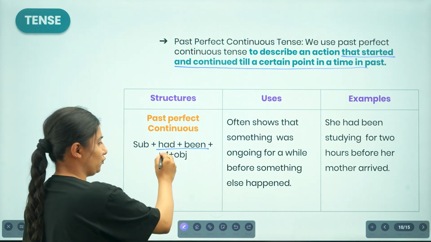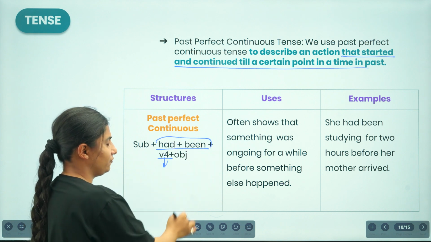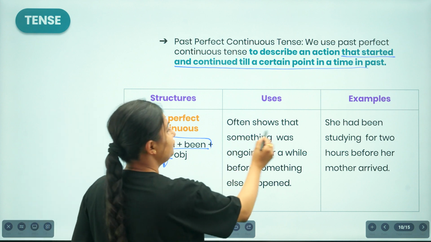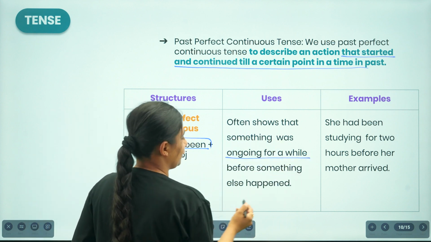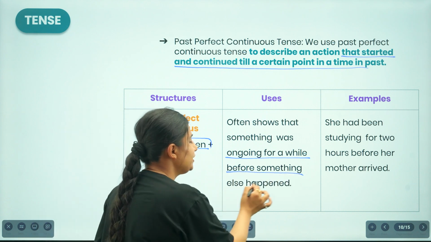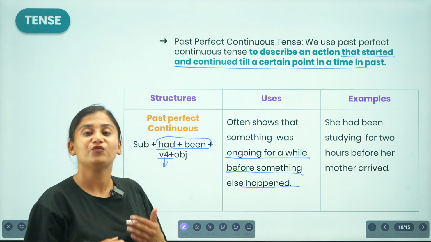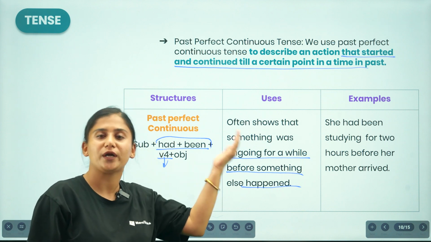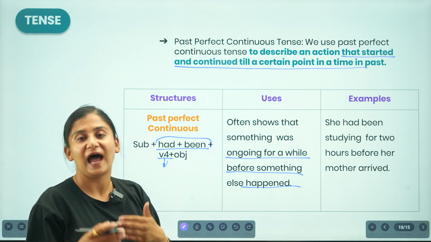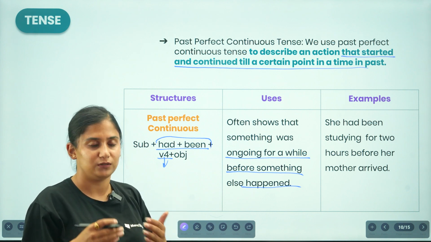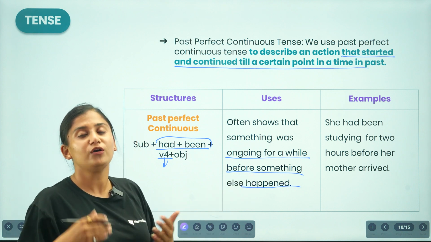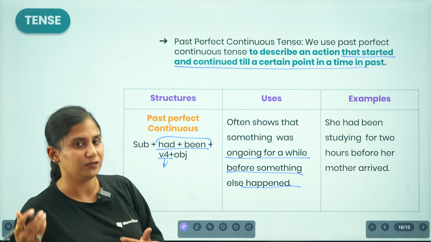That is the reason why we use verb 4, but we are supposed to use had plus been whenever we talk about this particular idea. This often shows that something was ongoing for a while before something else happened. So before the occurrence of something, something was already going on in the past. Whenever we talk about the occurrence of the action in the past, something was already ongoing before the happenstance of the other action.